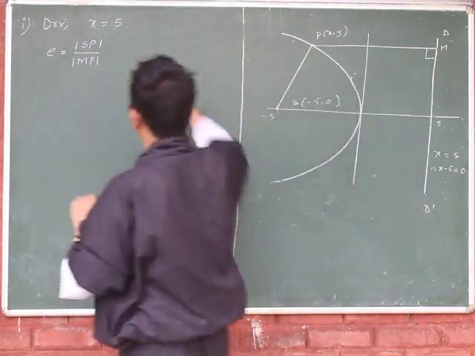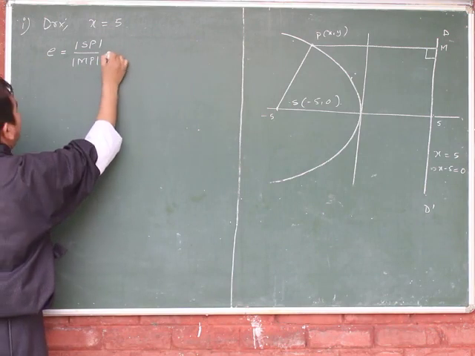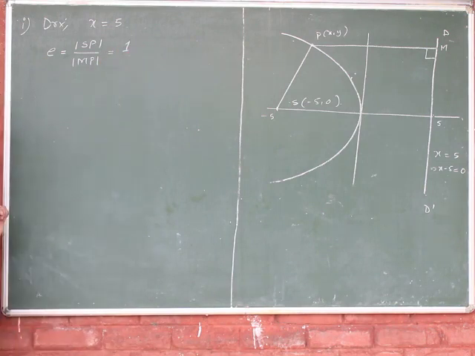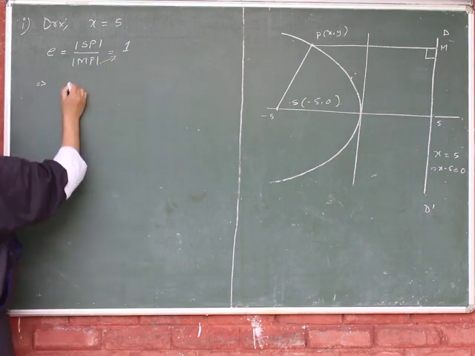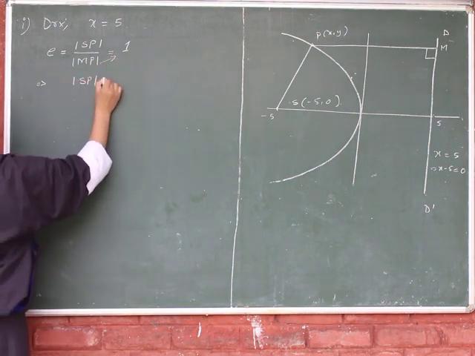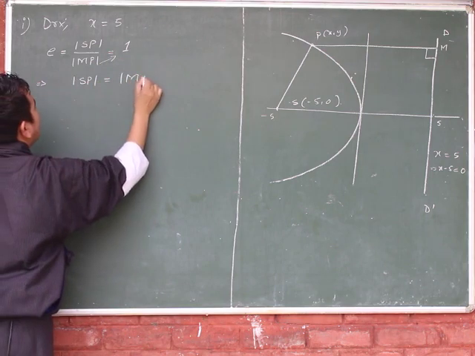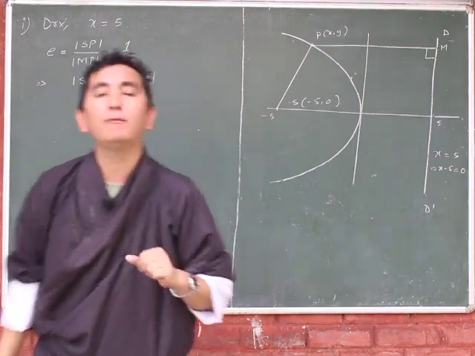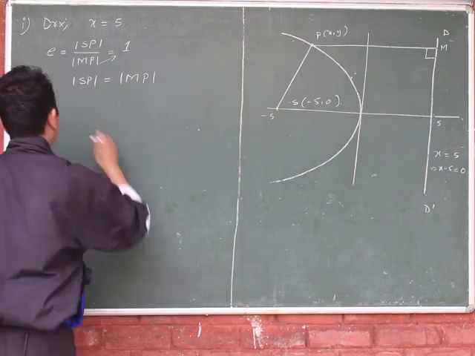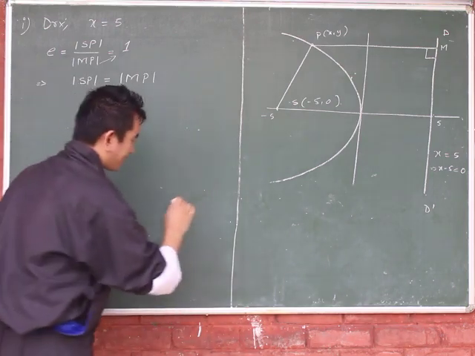Therefore, now you know the eccentricity value for parabola is equivalent to 1, which implies I can bring this MP here. Modulus of SP is equal to modulus of MP. This becomes the definition of the parabola. So what's SP?